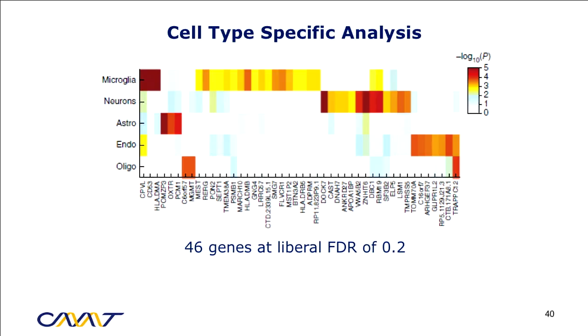But unfortunately, this actually did not do too well. So even at a very relaxed threshold of FDR of 0.2, we only got like very few cell-specific XQTLs. And this is actually a very active area of research where people are doing single-cell studies, etc., to determine which genes can be used as markers for different cell types.